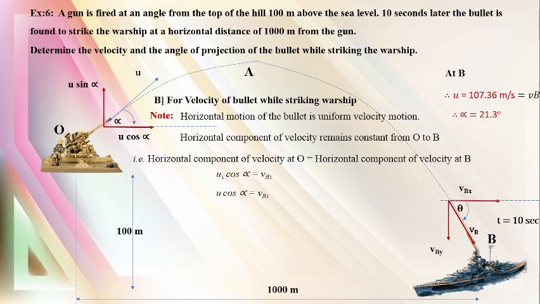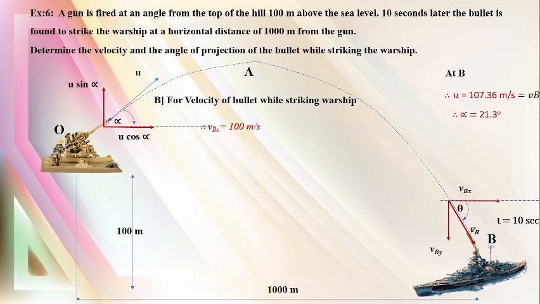Got it? So after getting this equation, put the value of initial velocity. U cos alpha we have already found: 107.36, alpha is already found, 21.3, and that is equal to Vbx. So Vbx is equal to 100 meter per second. This way we have found the value of Vbx, the horizontal component of final velocity at point B. Similarly now we can take the vertical motion from O to B.